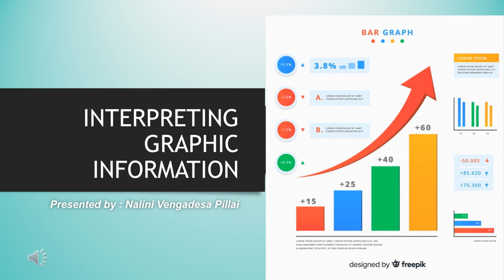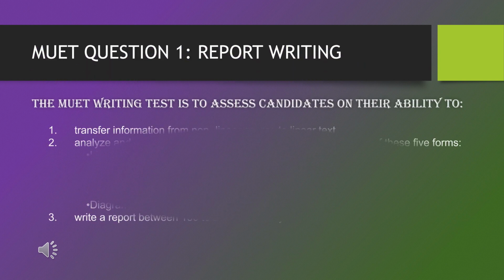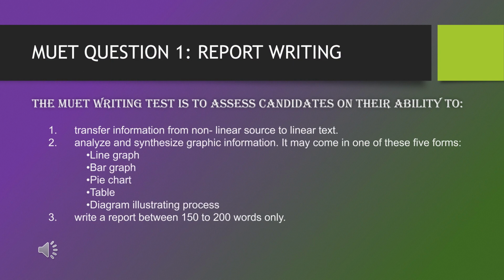Today we're going to look at interpreting graphic information. Right, question 1. Report writing is more known as interpreting graphic information or IGI. This MUET writing test is to assess candidates on their ability to transfer information from non-linear source to linear text.